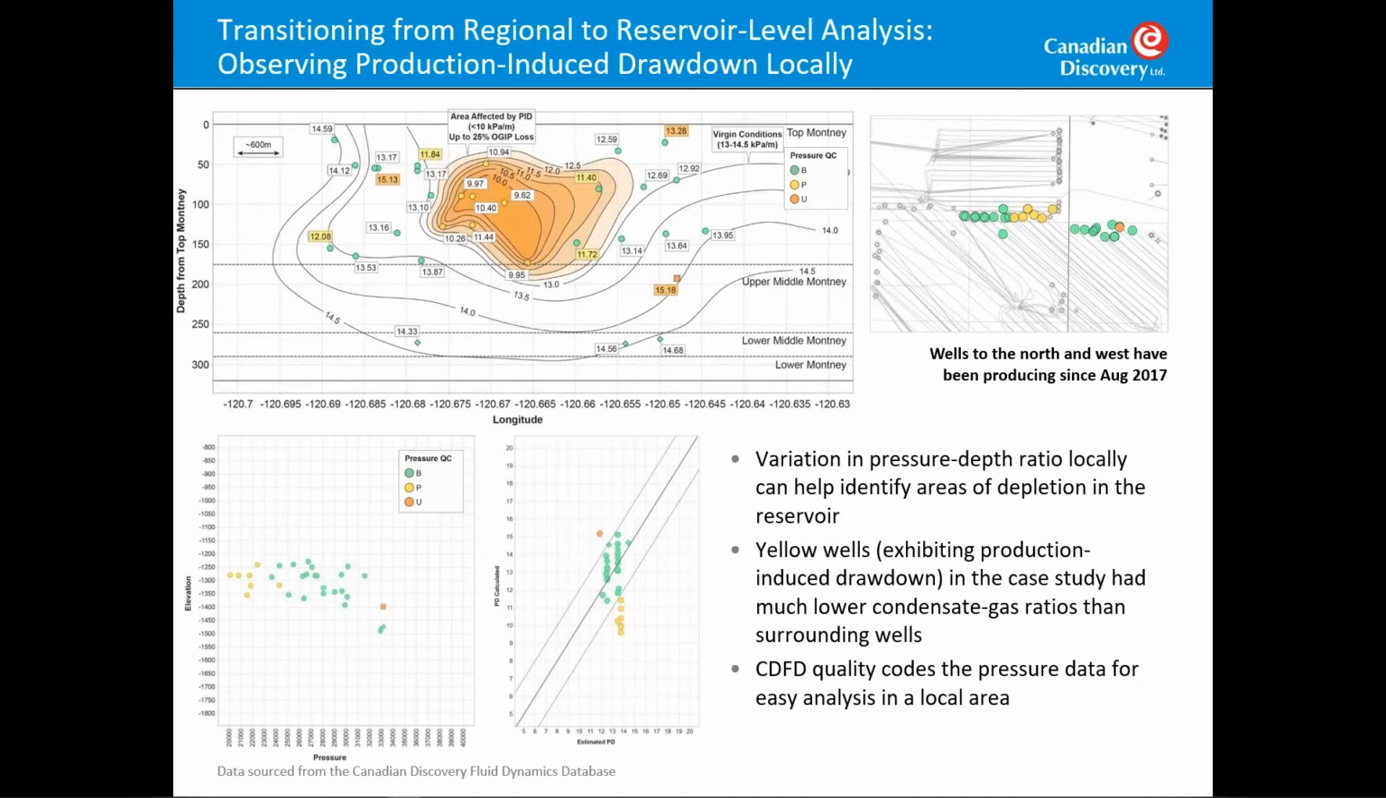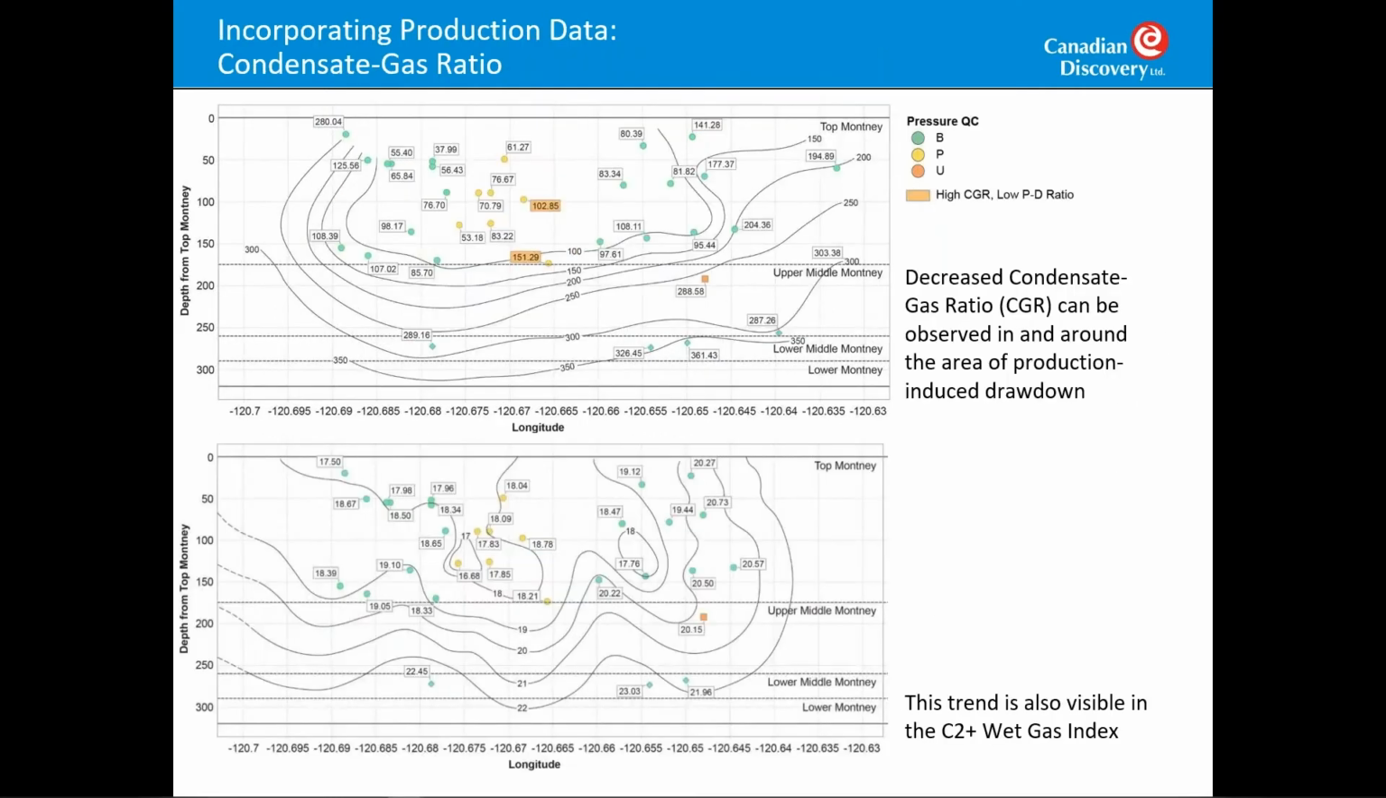The longitudinal cross-section shows the contoured pressure depth ratios. The area affected by production-induced drawdown becomes more apparent when we contour it this way. In gas condensate reservoirs, pressure can be quite important in maintaining liquids production. Let's see if this area of decreased pressure is reflected in the liquids production. The cross-section at the top shows the condensate gas ratios for the first 3 months of production in these same wells. We do indeed see a similar trend reflected in the liquids production.